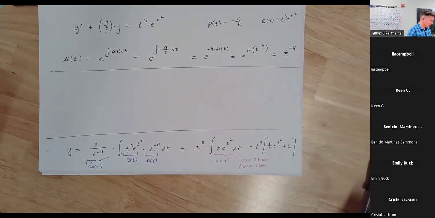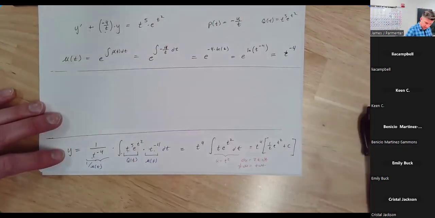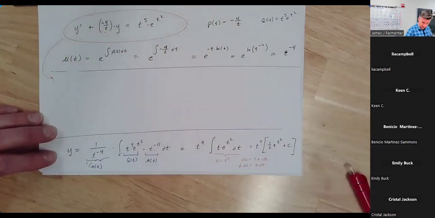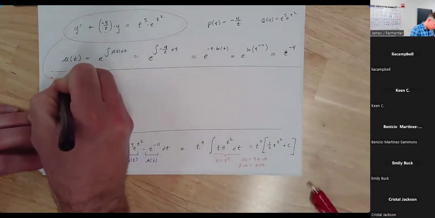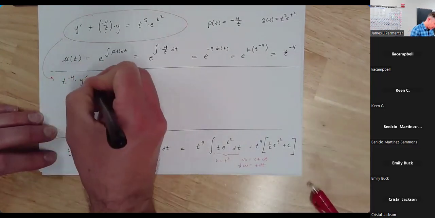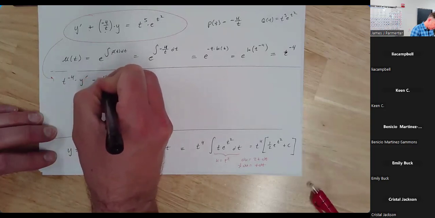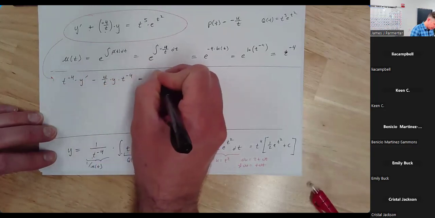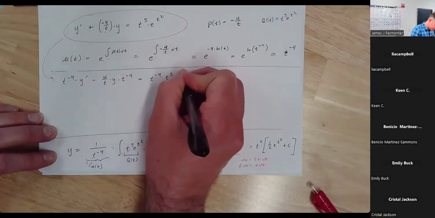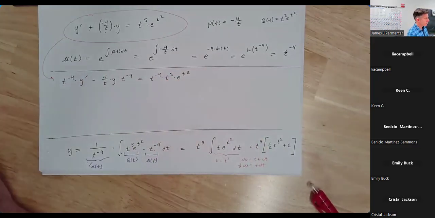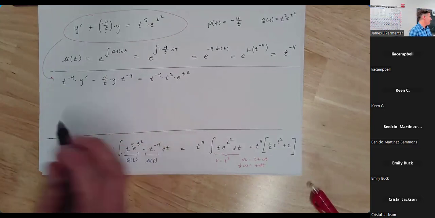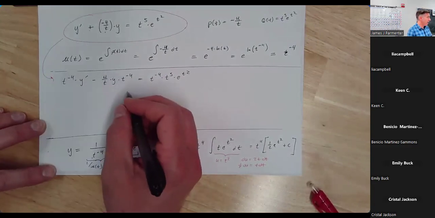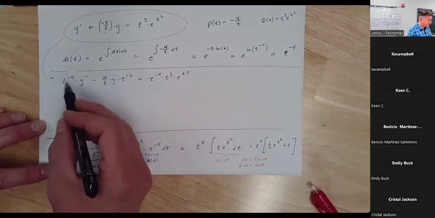But we also could have shown the intermediate steps. We could have taken this equation here and multiplied everything by the integrating factor and had t to the negative 4th times y prime minus 4 over t times y times t to the negative 4th equal to t to the negative 4th times t to the 5th times e to the t squared. And then, so here's the deal. I could simplify this, maybe I will, but I know for a fact that this should be the derivative of the product y times my integrating factor.